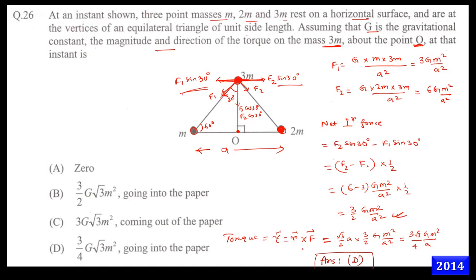And you can see this torque is r cross f. This is the r vector along that direction, and this is the net force. So r cross f, if you obtain this, the direction of tau will be into the page. The magnitude will be: r is the distance, that is root 3 by 2 a, the height of this triangle, and this f will be like that. So finally you will get this value, and the direction will be into the page. Clear? Next question.